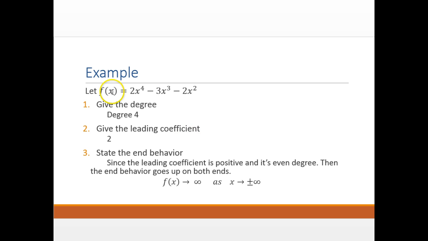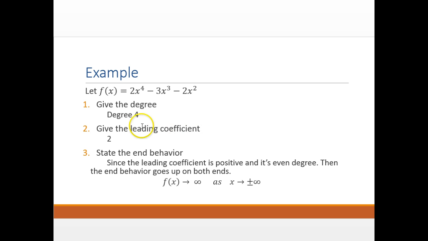Let's look at an example of looking at a function and determining what happens based on the equation. f(x) = 2x^4 - 3x^3 - 2x^2. The degree is simply degree 4. What we do is we look at the exponent. The highest exponent is the degree of the function. In this case, this is degree 4.